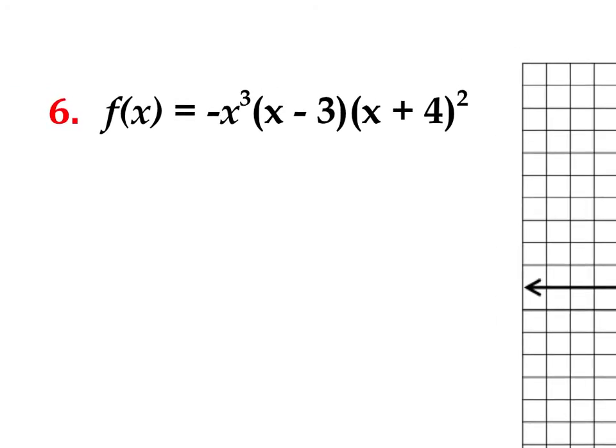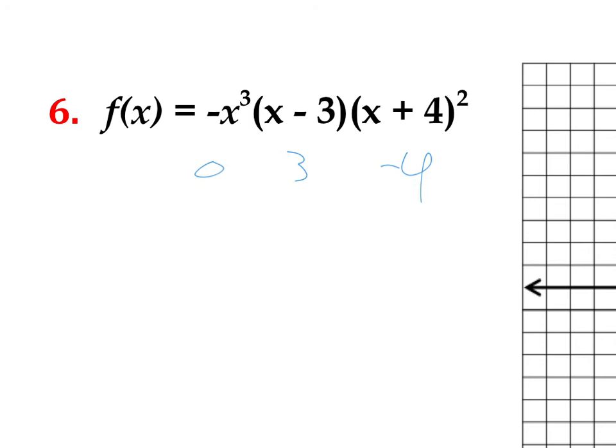All right, so I've got negative x to the third times x minus 3 times x plus 4 quantity squared. So this one's different because it's already factored for us, which, yay, that's awesome. So I can get my x-intercepts at 0, 3, and negative 4, so that's cool. But I don't know the general shape because I don't know the degree.